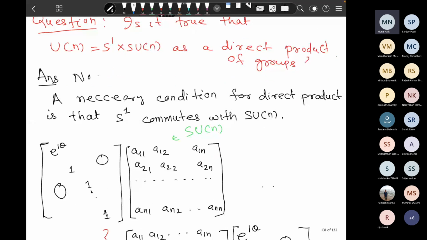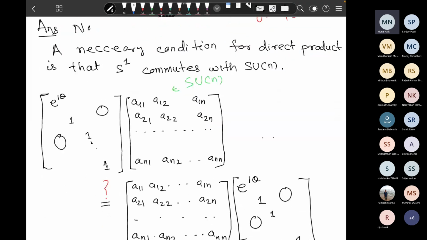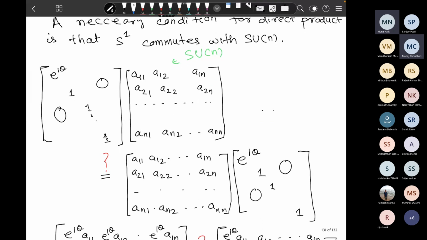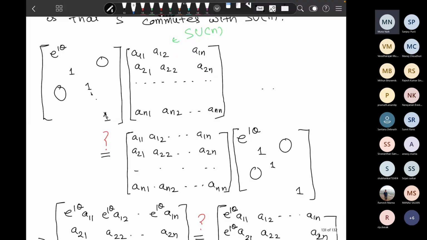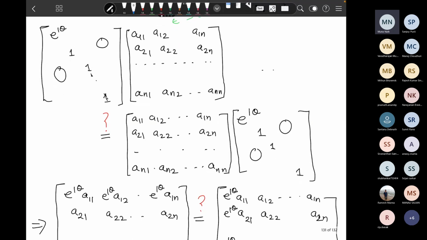A necessary condition for a direct product is that S1 should commute with SUN. Okay. You take an element of S1, the first element, the diagonal matrix of e to the power i theta, 1, 1, 1, and the second is a generic element of SUN, and you look at whether these are commutative.